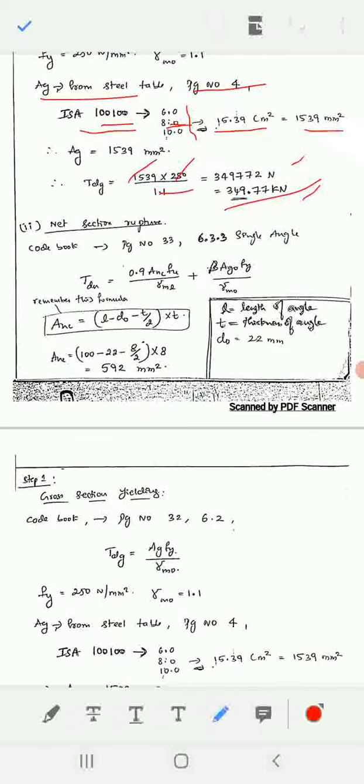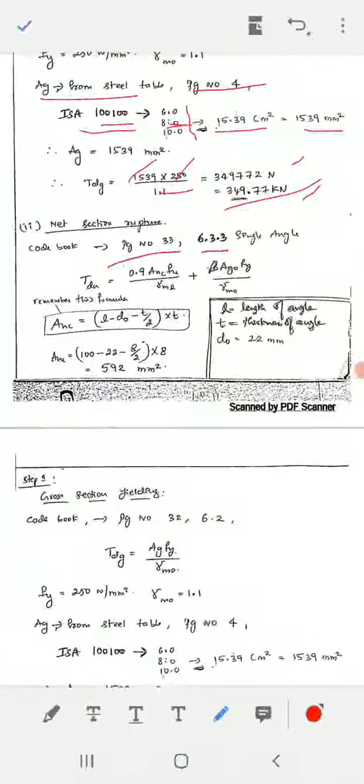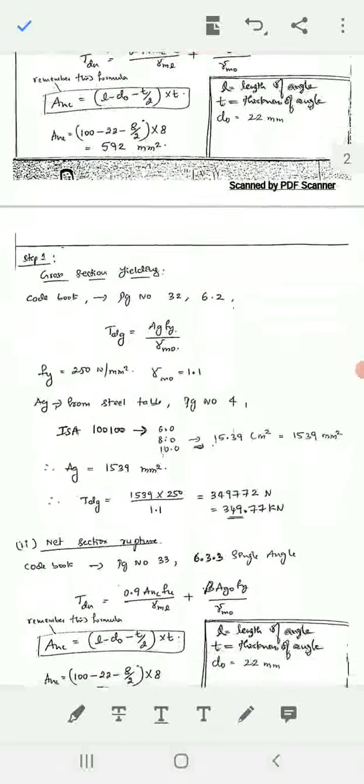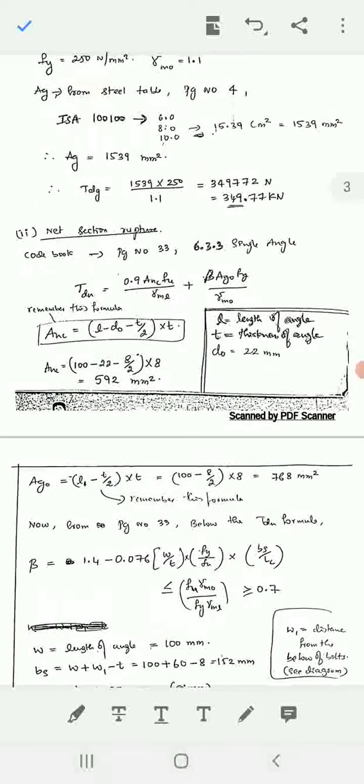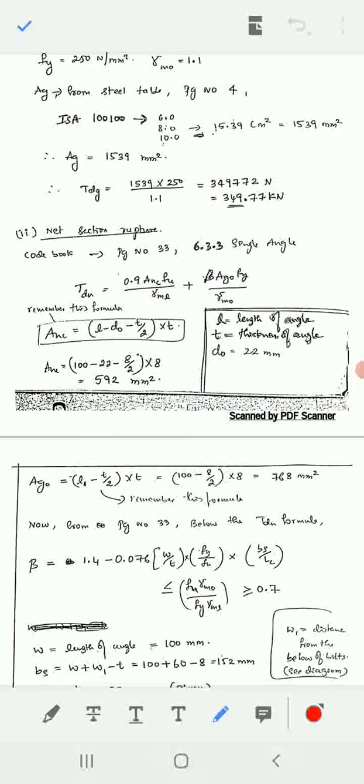Okay. Second step is net section rupture, page number 33, clause 6.3.3. You go to page number 33 now. Okay, whatever this page number 33, I'll show you here. Page number 33, the value is here, the formula is here.